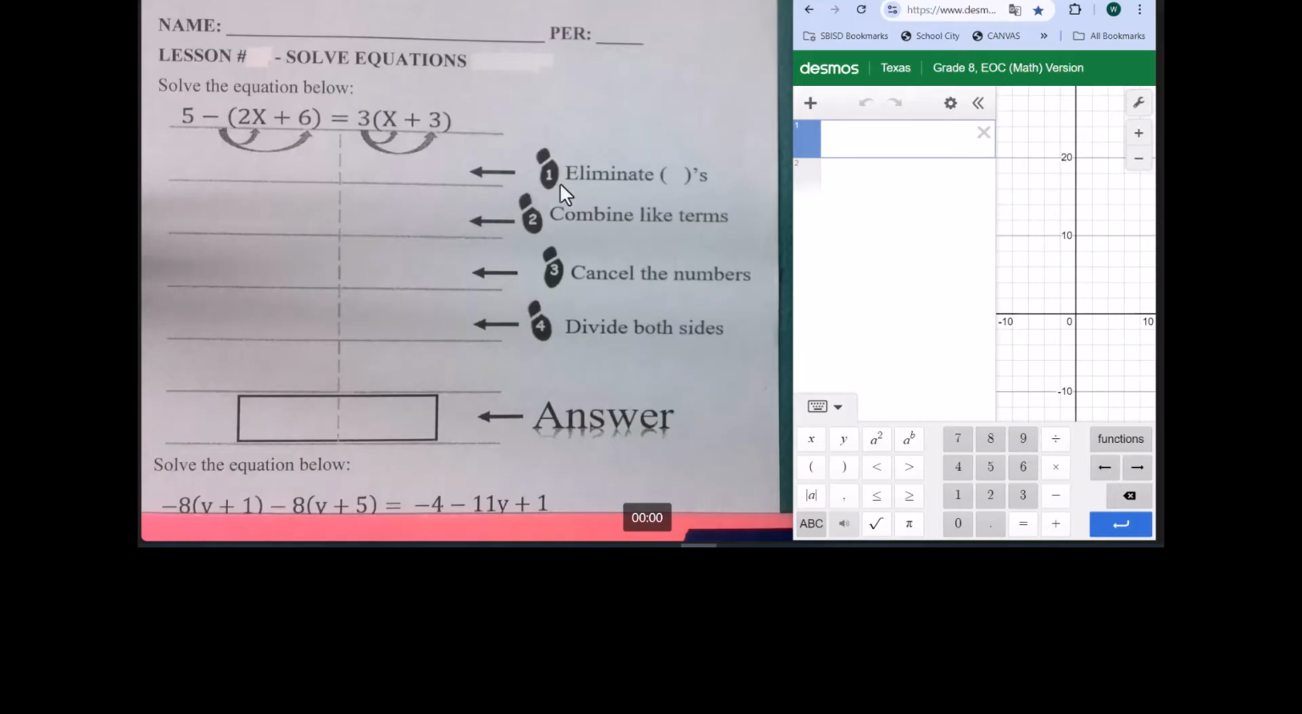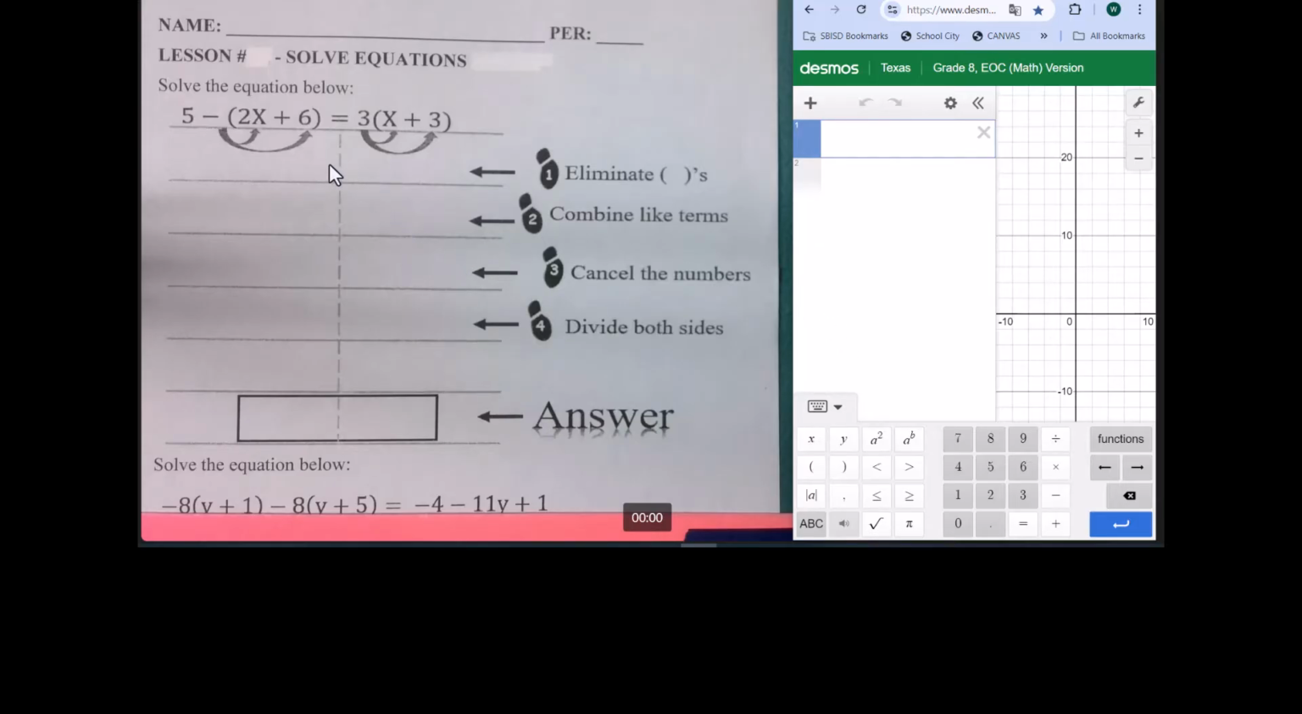Today's lesson is going to be about solving equations, and we're going to demonstrate how to solve equations following four steps. Step one is eliminate parentheses. Step two is combine like terms. Step three is cancel the numbers. And step four is divide both sides. We're going to use the Desmos calculator alongside to demonstrate how to use the calculator and how to solve equations.